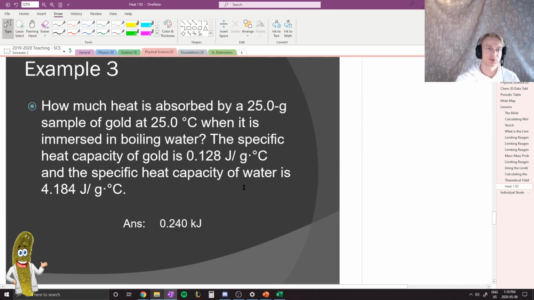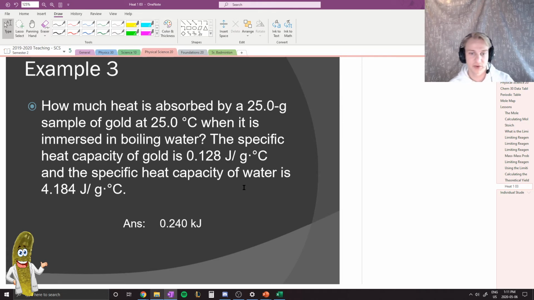Okay, so example number three here says, how much heat is absorbed by a 25 gram sample of gold at 25 degrees Celsius when it is immersed in boiling water? The specific heat capacity of gold is 0.128 joules per gram degree Celsius, and the specific heat capacity of water is 4.184 joules per gram degree Celsius.